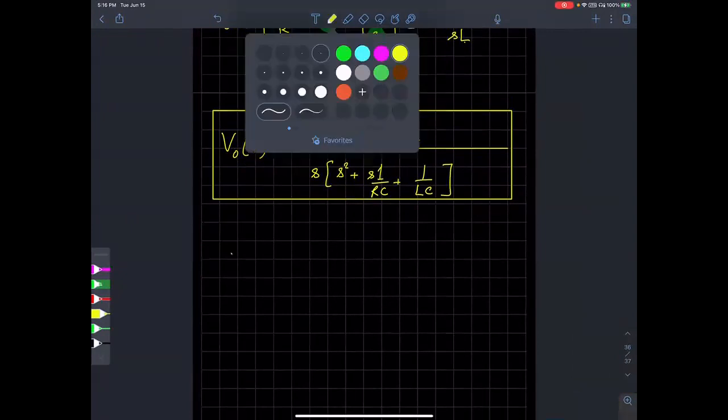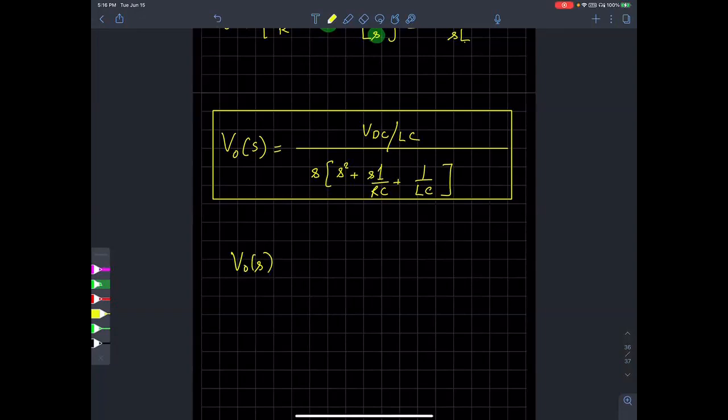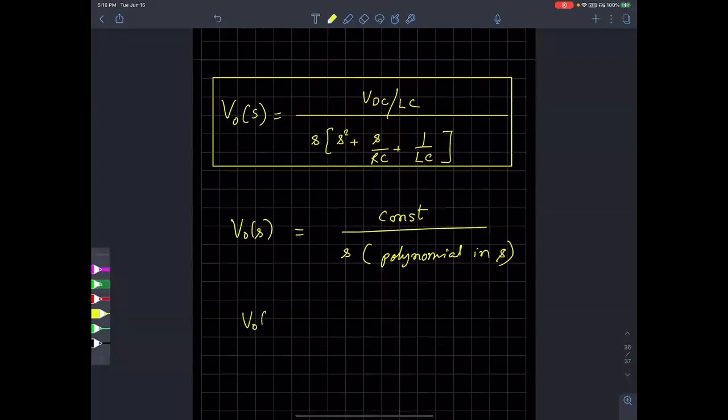So again, the important thing is the Laplace transform in the S domain is going to be some constant by a variable S by another polynomial, a polynomial in S, whereas V of t in the time domain had some derivatives, some integrals, and some crappy terms, which is not the case in the frequency domain.